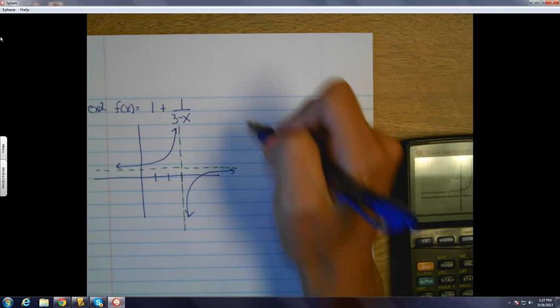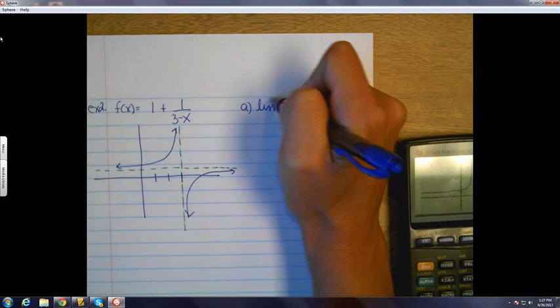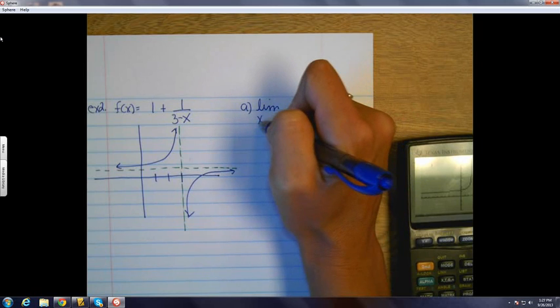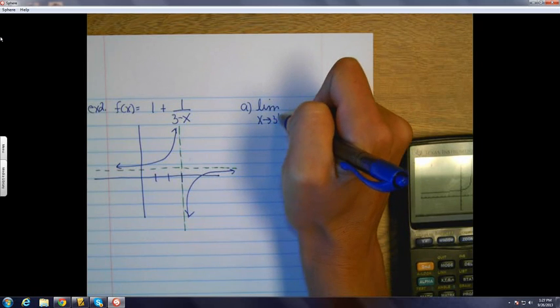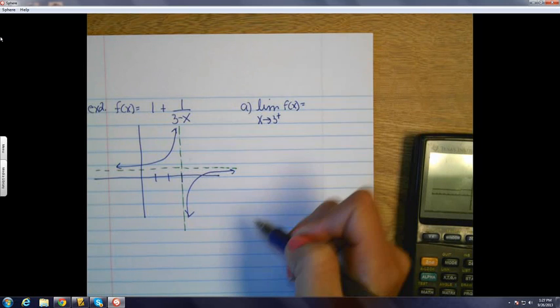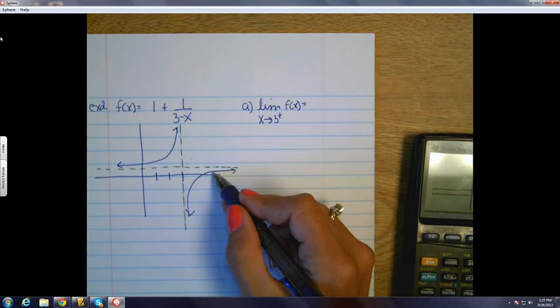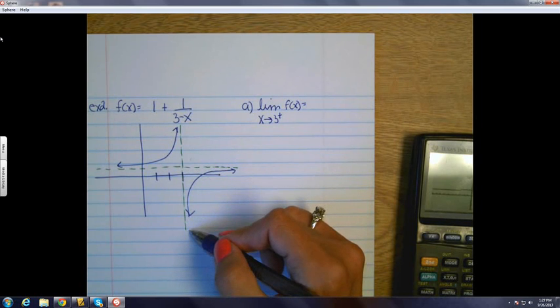Alright, first question. Can you tell me the limit as x approaches 3 from the right? Let's get it from the graph, and then we will get it algebraically. So approaching 3 from the right, I can definitely see them going off to negative infinity.